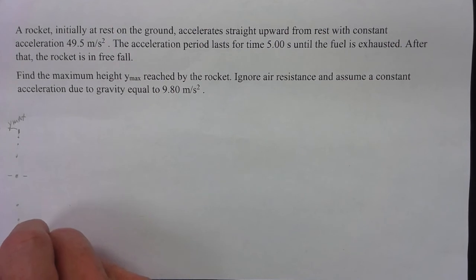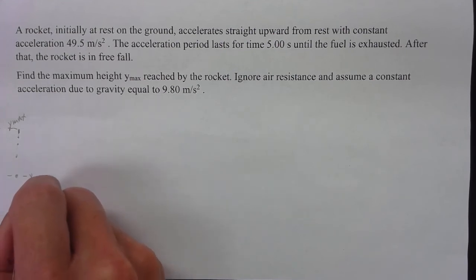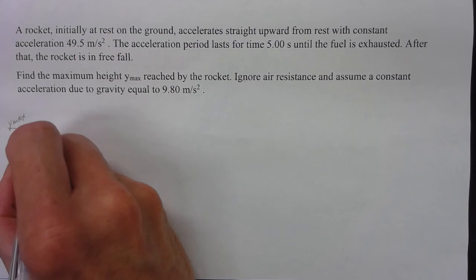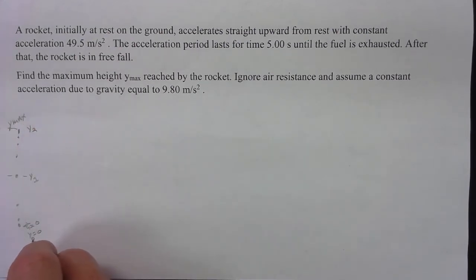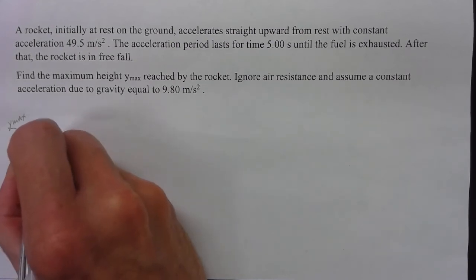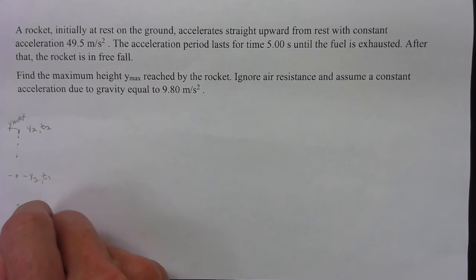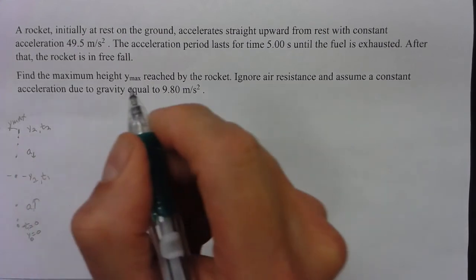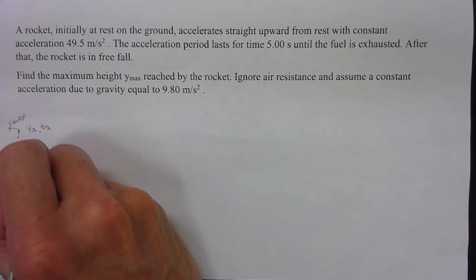This is time equals 0, y equals 0. We'll call those the initials. This is some y number 1. This is y number 2, which will be a final. That's y0. And there's some time here, time 1, and some time here, time 2. This has an acceleration upward during that first phase, and in this part it's accelerating downward due to gravity because it's in free fall in that second part.